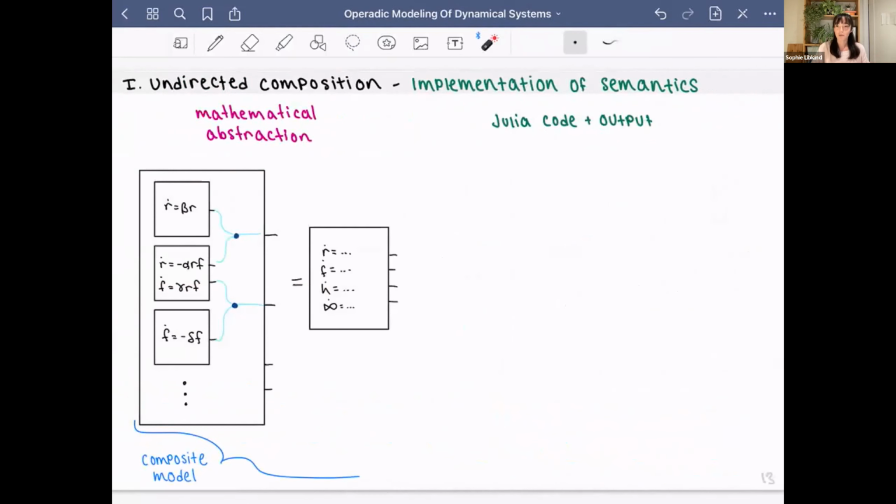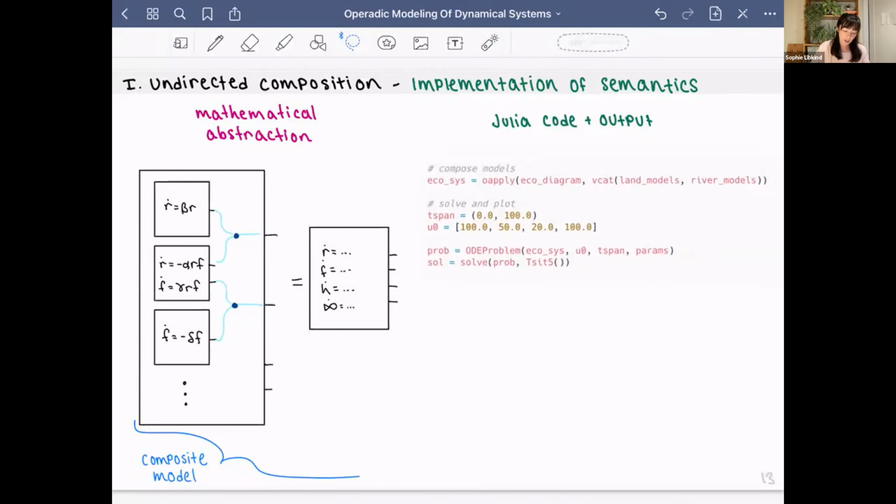So finally, we want to do the composition. We've given our diagram of systems, which is the boxes and the wires and the junctions and the ports. We have our elementary models, which are the things that fill those boxes. And our operad algebra tells us how to compose them into a single dynamical system for that outer box. So in Julia, this is really just one line of code. We can call the OApply method, which implements the operad algebra. And we're going to apply the land models and the river models into this diagram corresponding to the whole ecosystem.